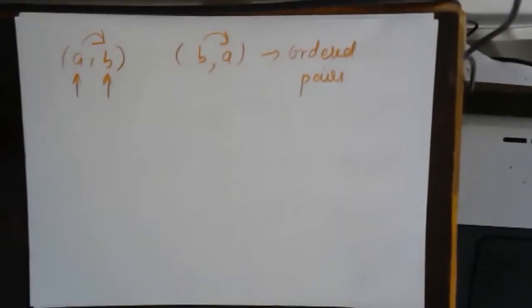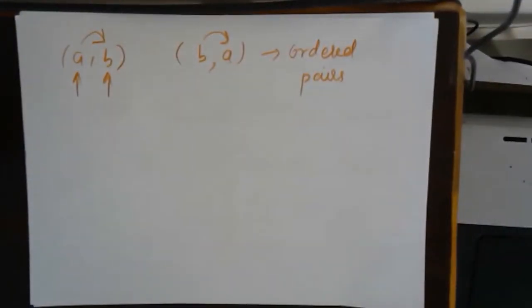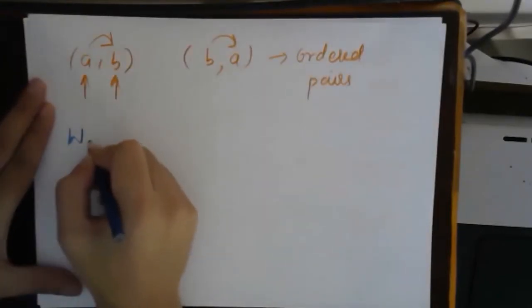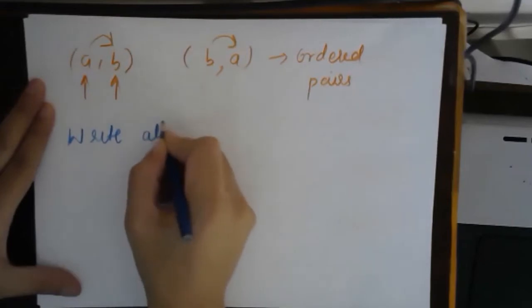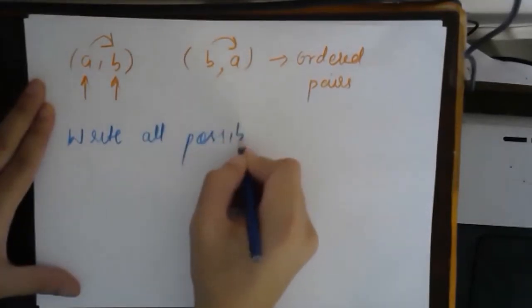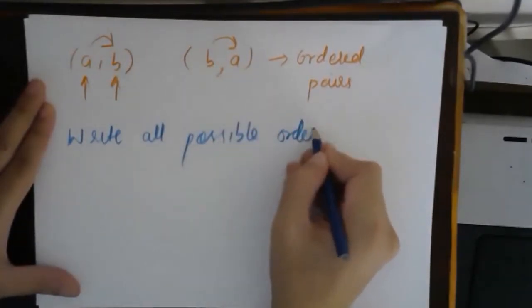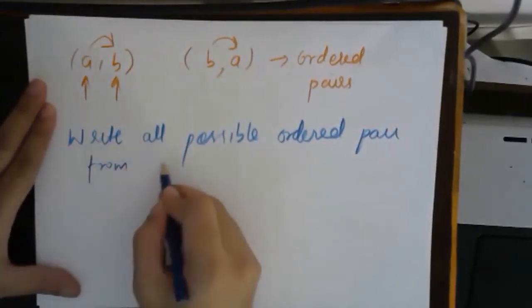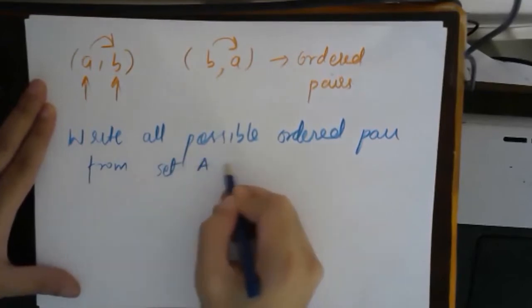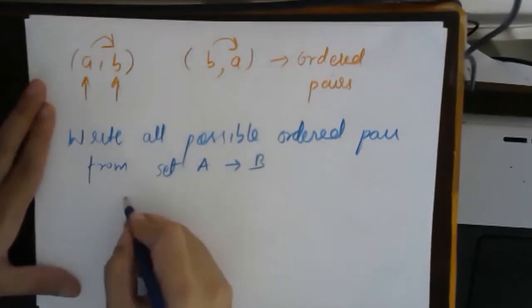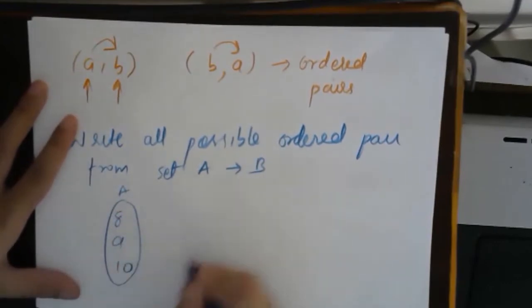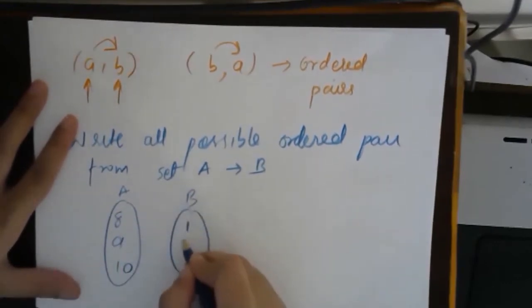Now suppose I say, write all possible ordered pairs from set A to set B. And I'm describing set A as having elements 8, 9, 10, and set B has elements 1, 2, 3.